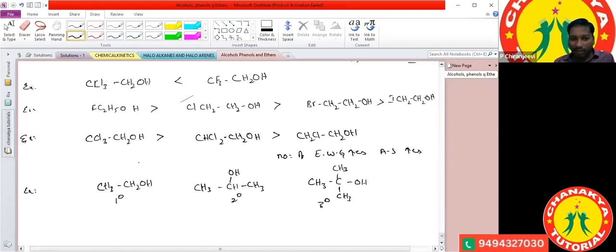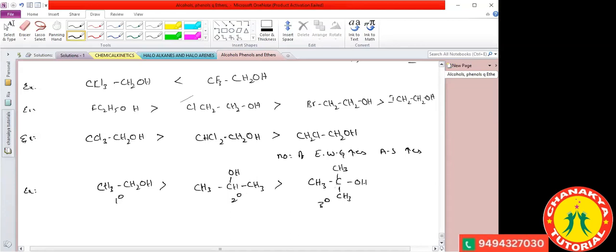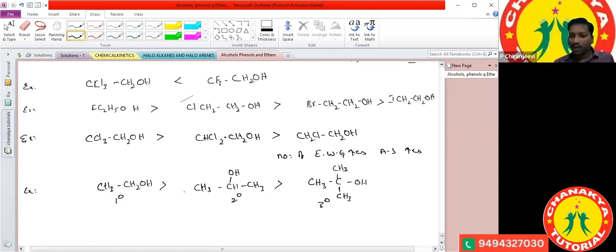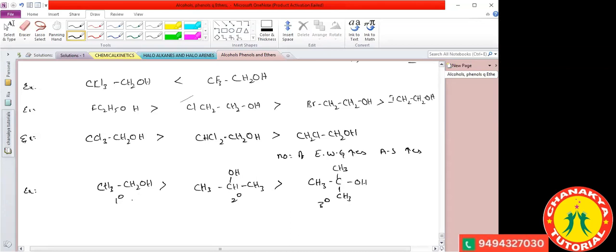Here, primary alcohol is more acidic than secondary alcohol. Secondary alcohol is more acidic than tertiary. So primary alcohol is the most acidic. Okay, so why is the primary alcohol more acidic, Aditi? Because it doesn't have any electron releasing groups.